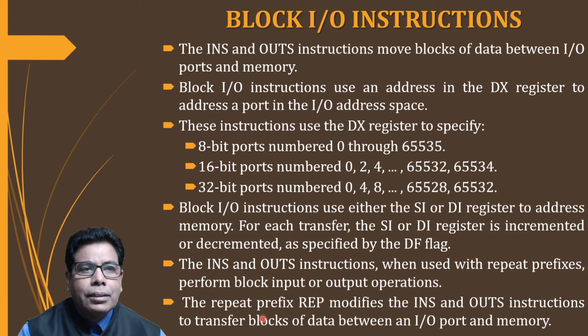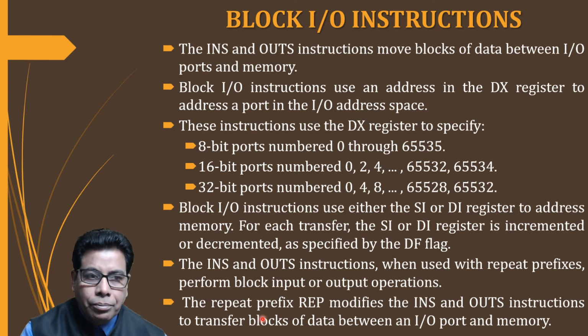Then the next is the block IO instructions. Here we have two instructions, INS and OUTS. They are used for moving blocks of data between an IO port and the memory. The address for this will be specified by the DX register. If it is an 8-bit port, it will have the address 0 to 65535. If it is 16-bit, it will have an even address, and for 32-bit it will have an address which is a multiple of 4.